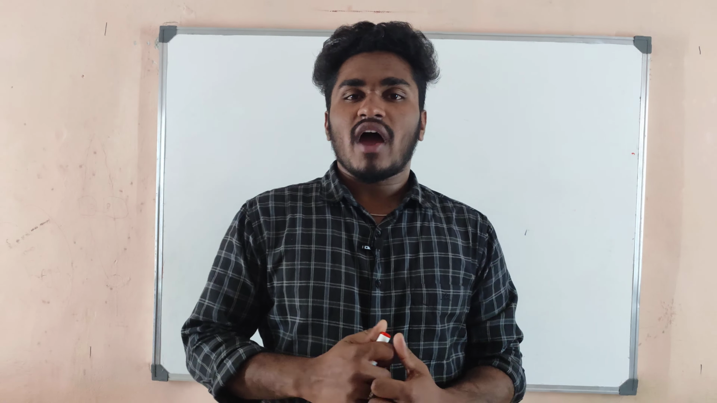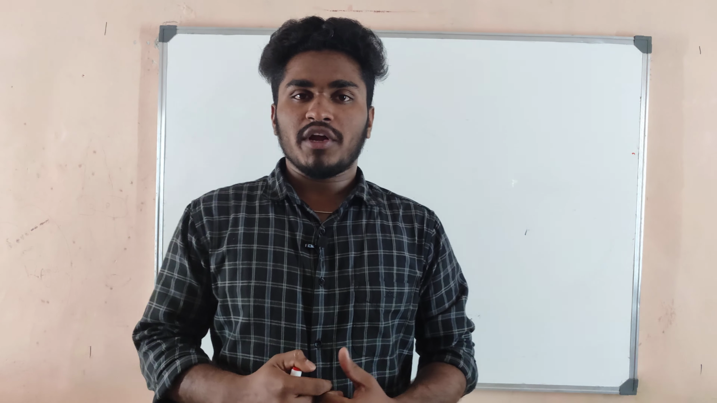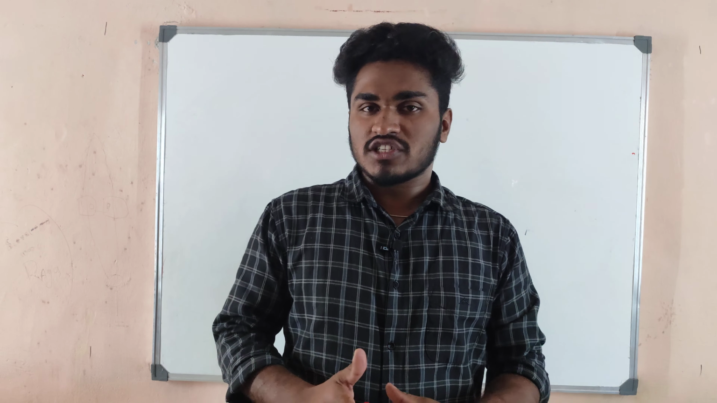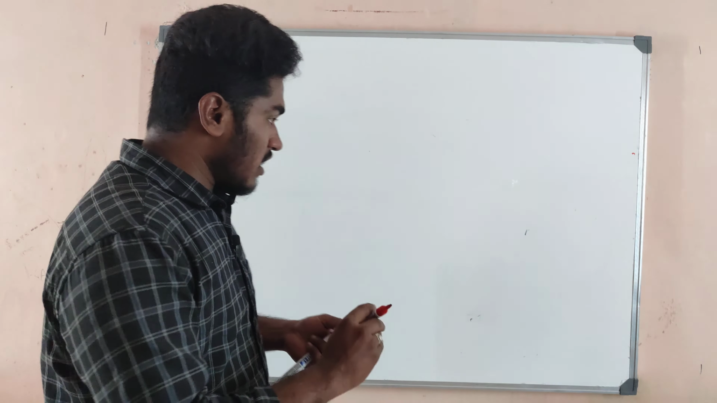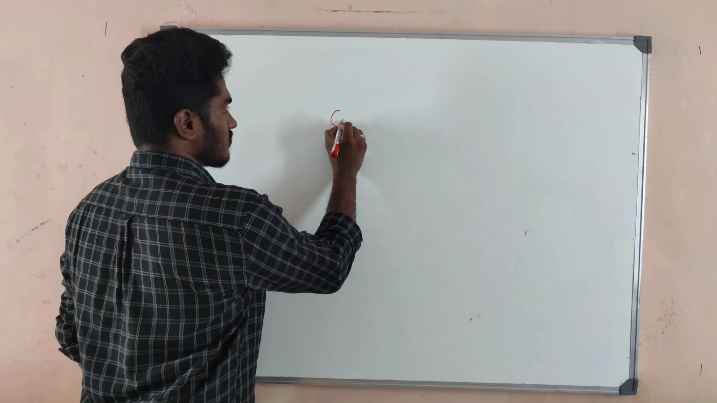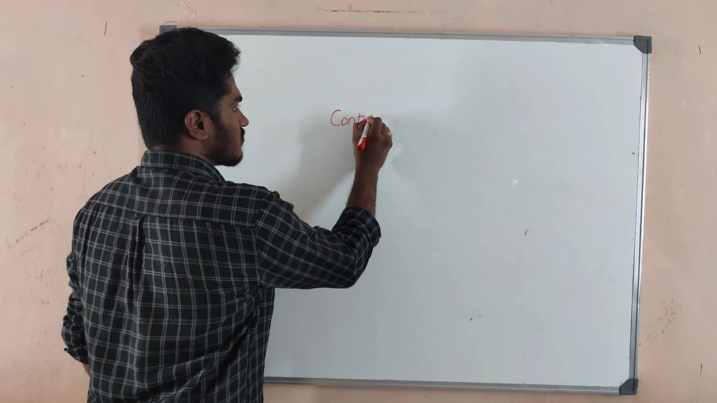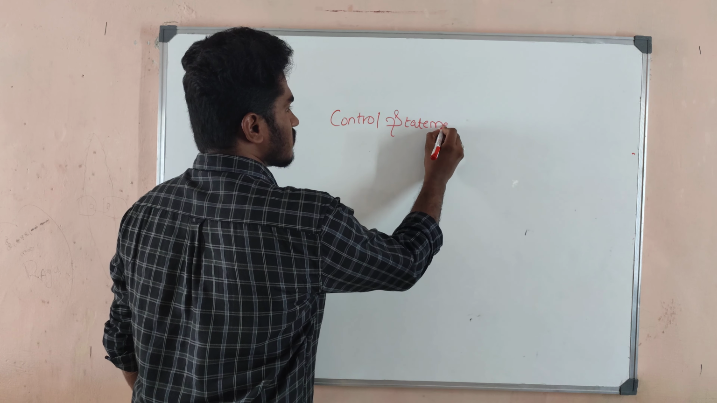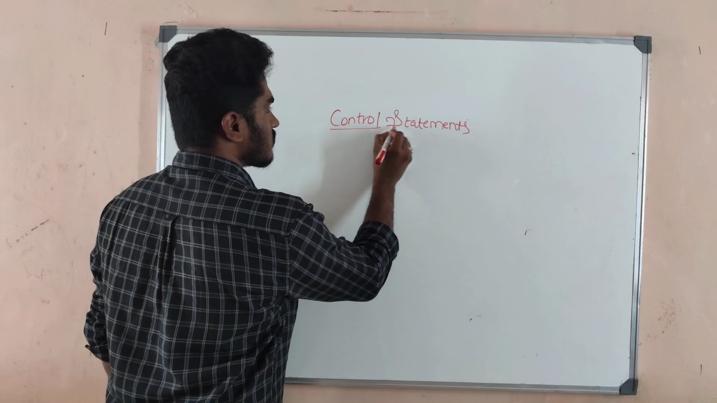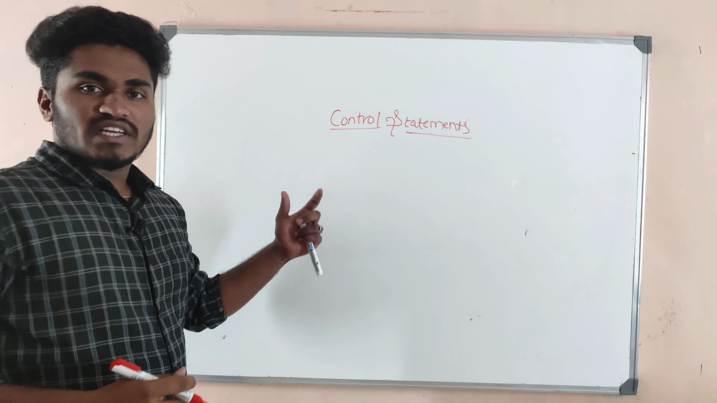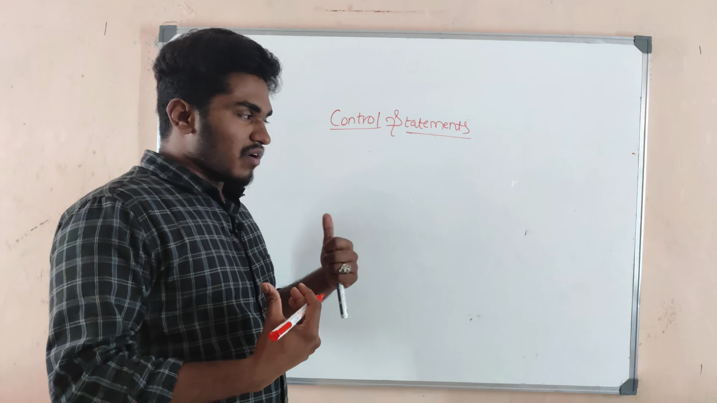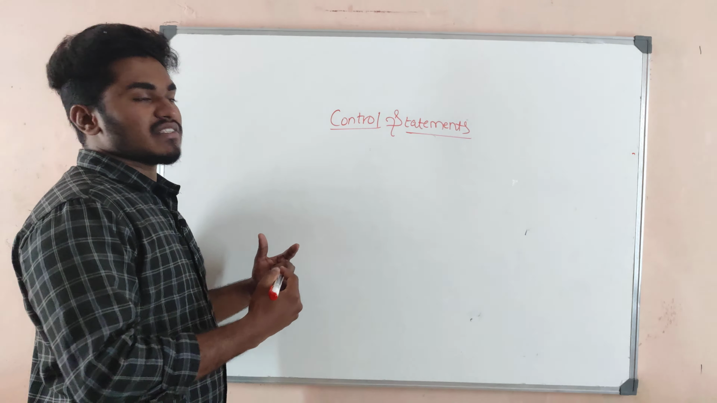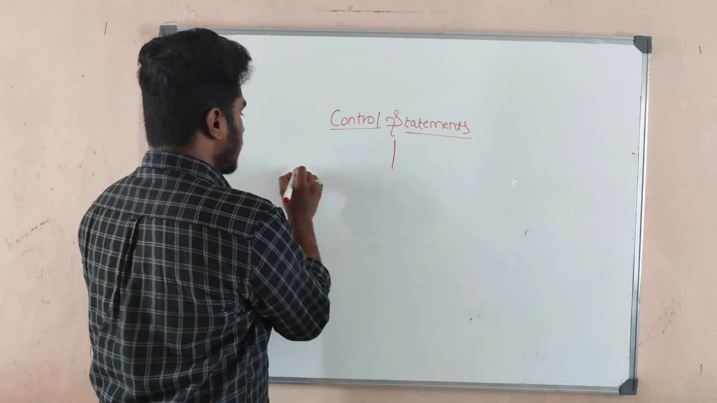So in the last video we discussed the introduction to C programming. In this video we are going to discuss the heart of C programming, that is control statements. Okay, so the control statements. Control statements are known as the heart of C programming. Control statements are broadly categorized into three.